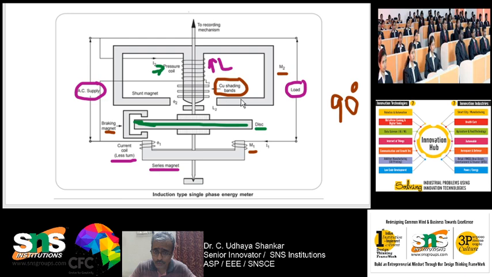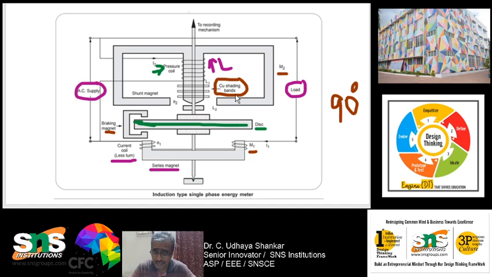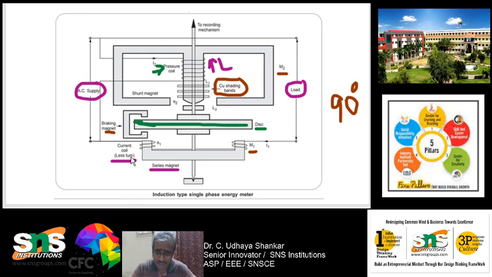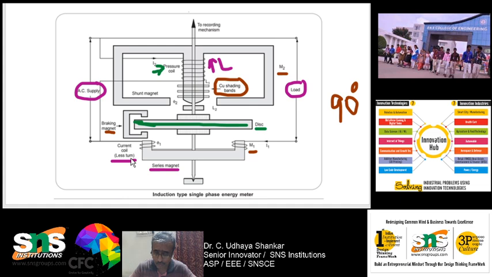Okay, so this copper shading is used to adjust. By adjusting this copper shading band, you can adjust the lagging effect of the pressure coil and the current coil, because of which it can reach up to 90 degrees. By having the lagging effect up to 90 degrees, the disc will have a good torque to rotate. Okay, hope you are all clear. So, that is the use of the copper shading band.